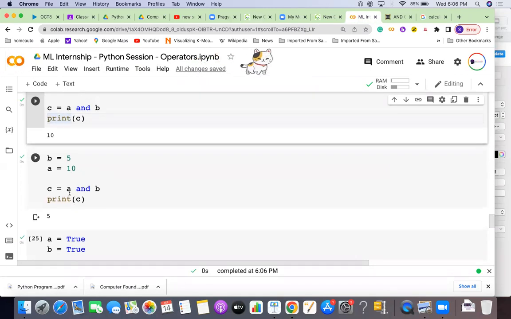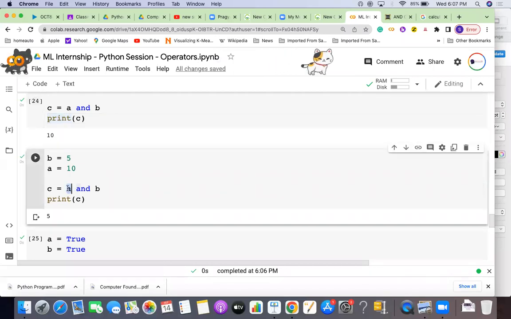Understood the logic? So here it is A and B. B is 5, A is 10. So with A and B, whatever is the last element, it tries to take that. Simple thing. Both are true.